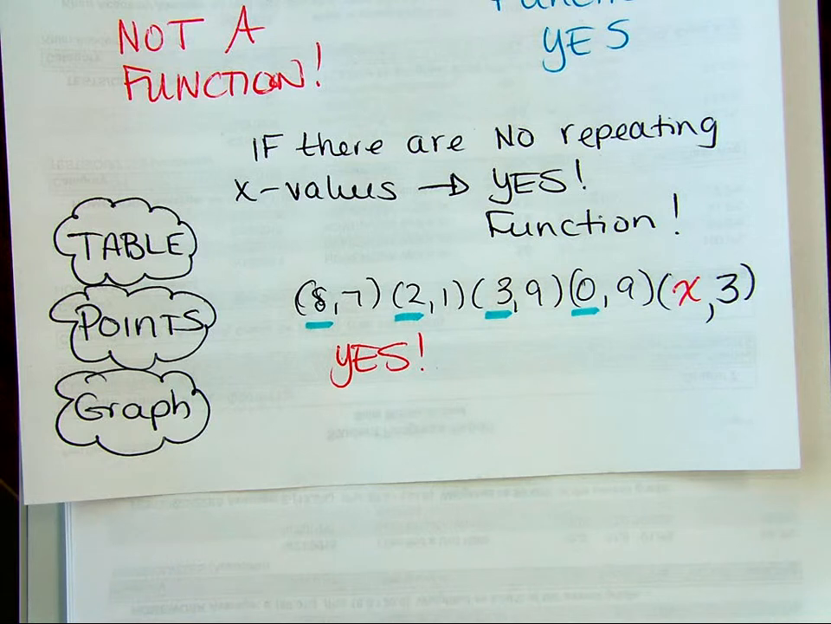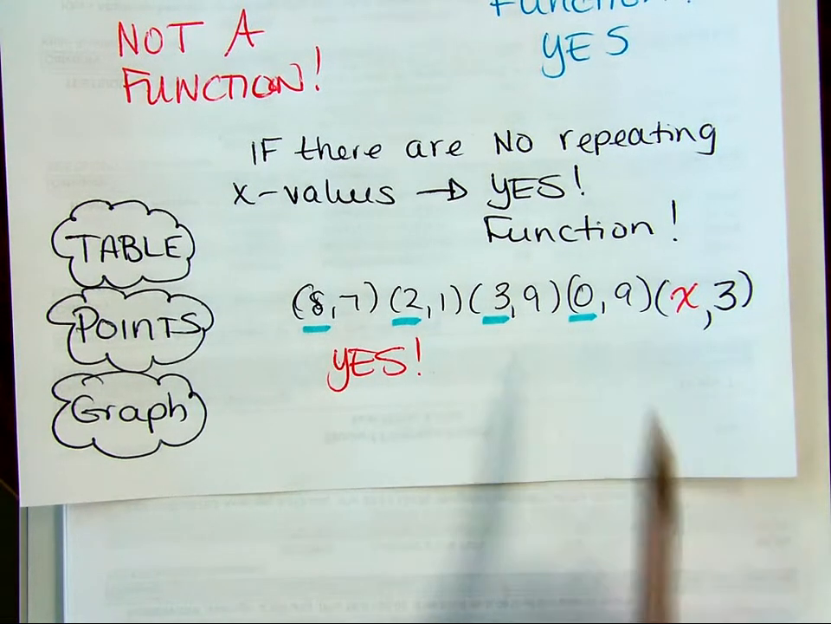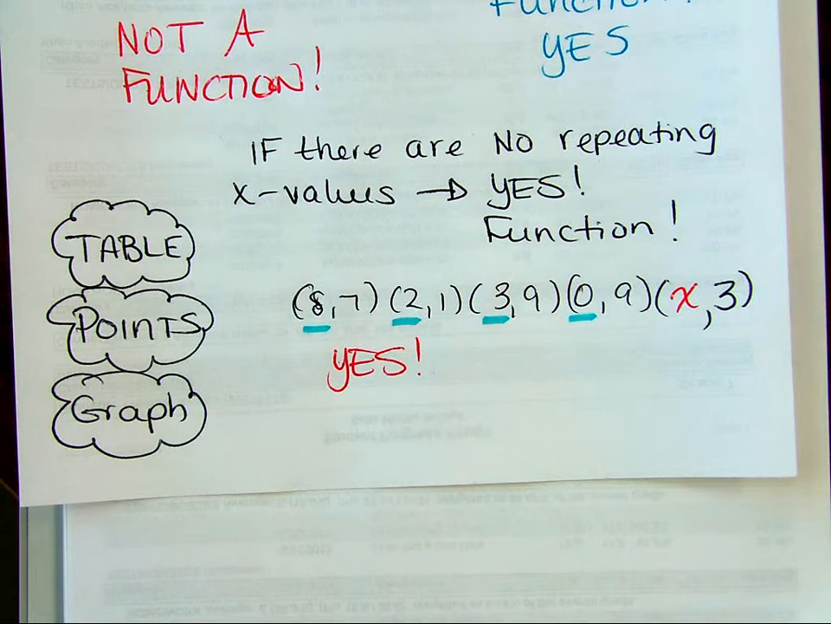What if I change the directions and say, okay, put in a value for x that would make this set of data not be a function? How many choices do you have? 4: 8, 2, 3, or 0. Do you understand? Okay, so it's all about the independent variable, the x value. If there are repeats, not a function.